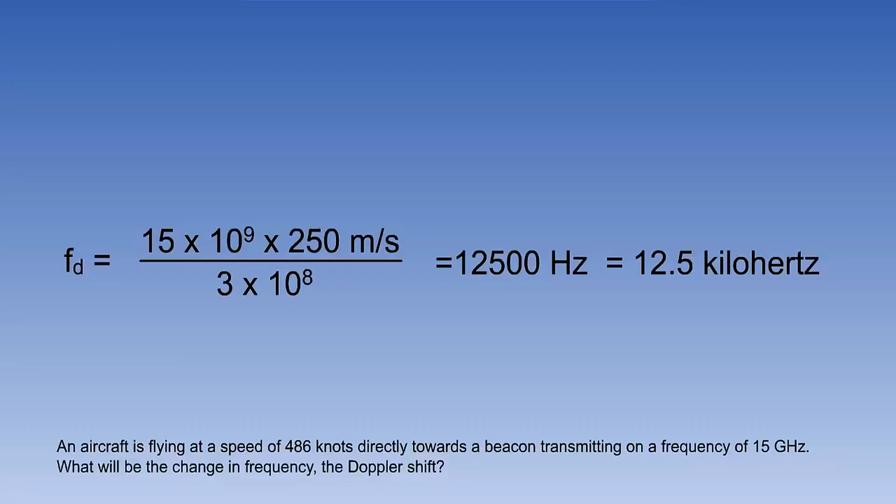Let's use the same formula to find the speed at which an object is moving. Here's the question. The frequency shift observed at a stationary receiver from an object transmitting at a frequency of 18 GHz is 2.7 kHz. What is the speed of the object in miles per hour? As we are looking for v, the formula is transposed to read v equals fd times c over f.